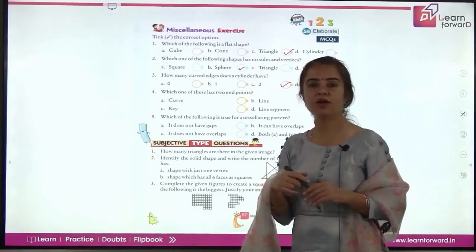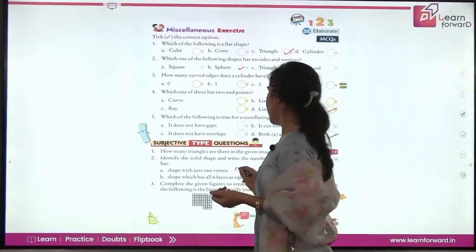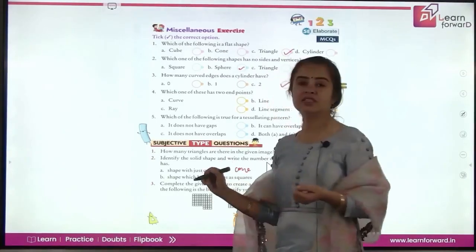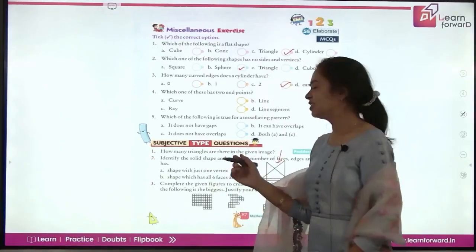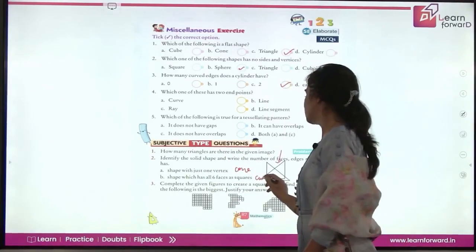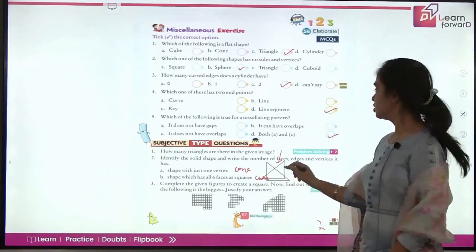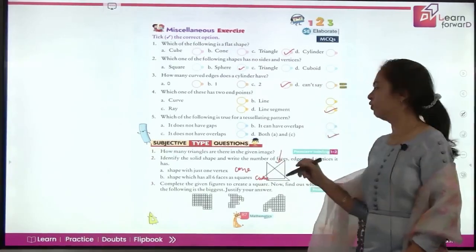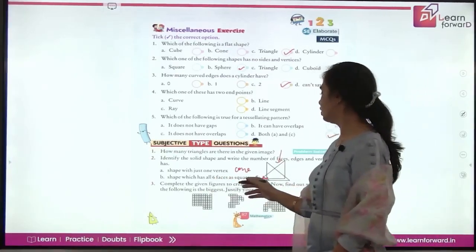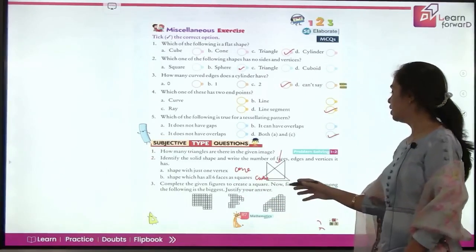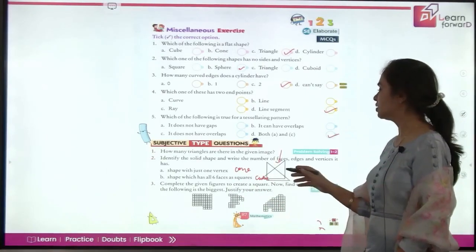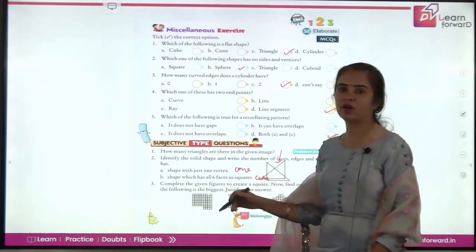What is that called? It's called a cone. Yes. And the shape which has all 6 faces as squares is called a cube. Perfect, children. So, this picture is for you to count the number of triangles here. Complete the given figures to create a square. Now, find out which among the following is the biggest and you have to justify your answer.